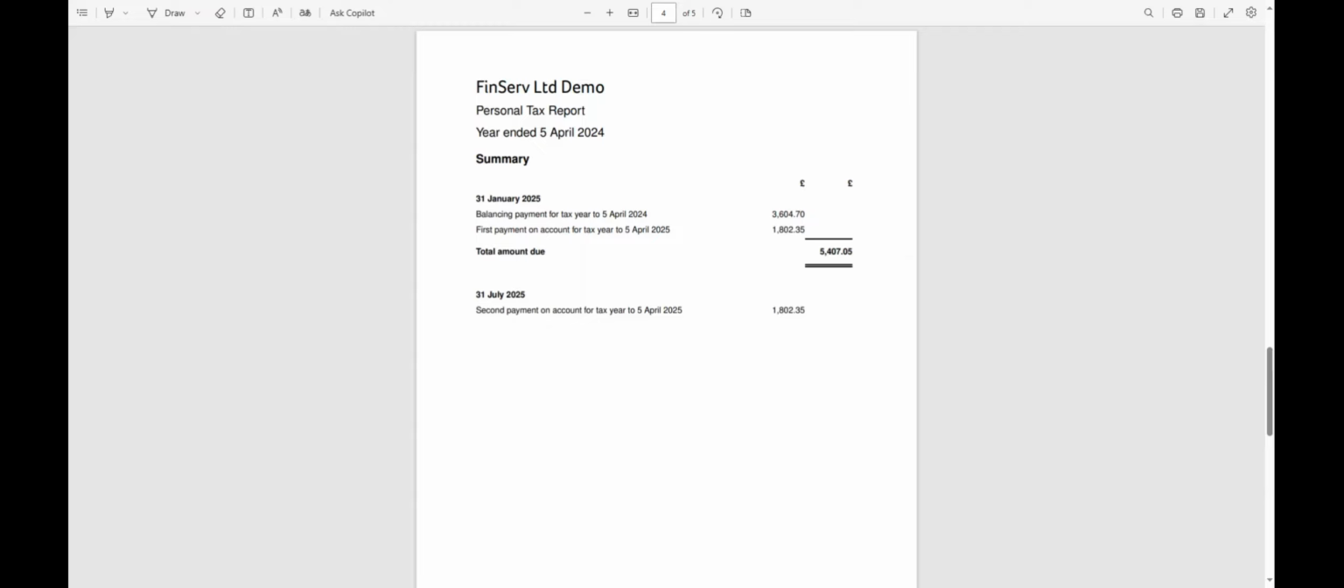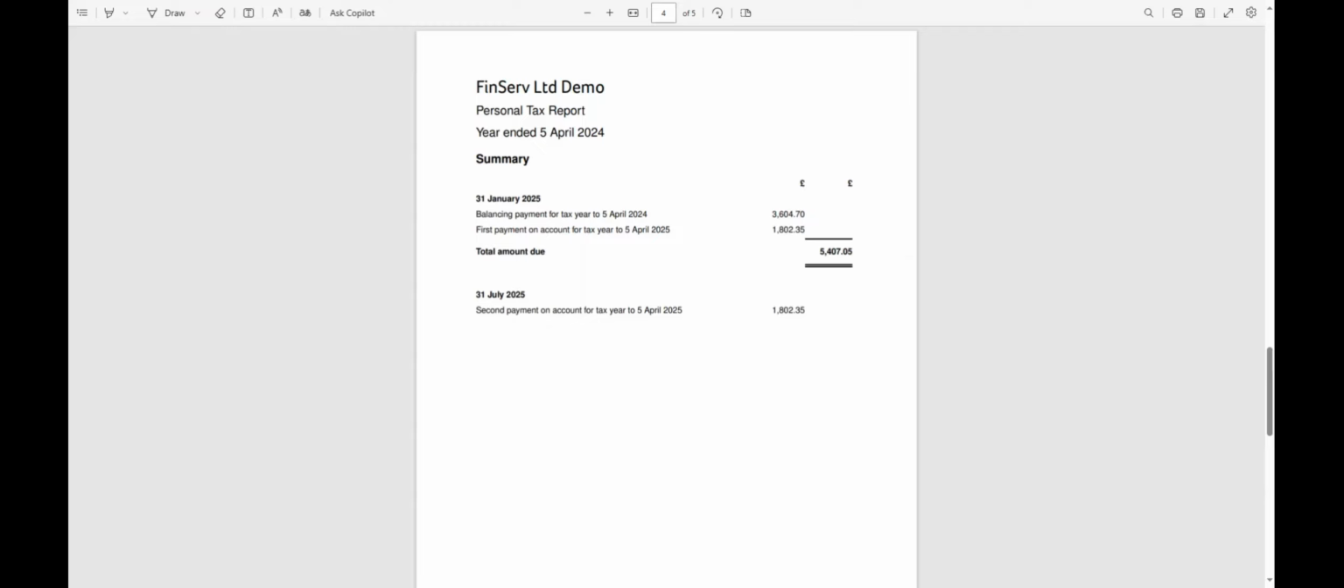Here's how it works. The first payment on account is due by the 31st of January, the same deadline as your self-assessment tax return. This payment is typically 50% of your previous year's tax bill, excluding student loan payments and capital gains tax. The second payment on account is due by the 31st of July of the same year and is also 50% of your previous year's tax bill.